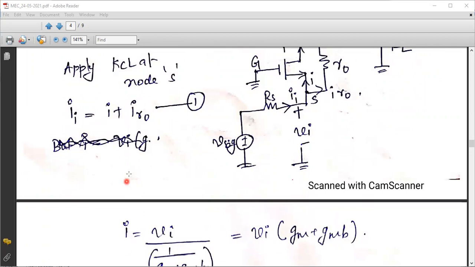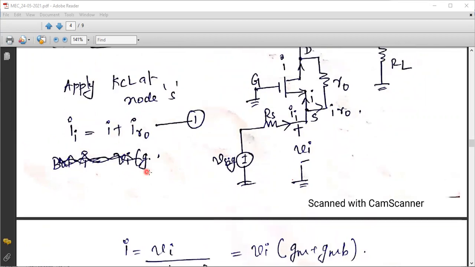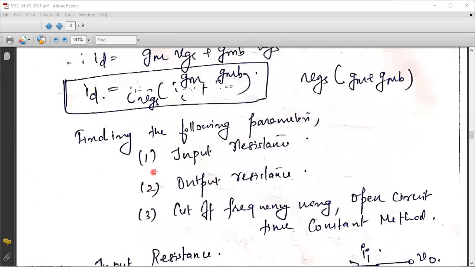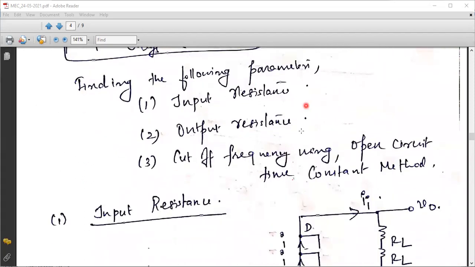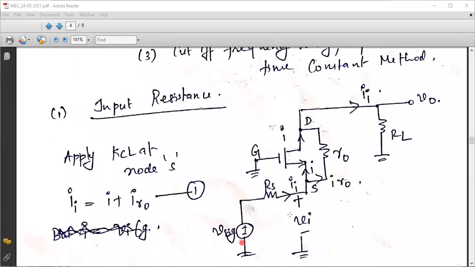Now you can write the equation for I first of all, based upon our previous analysis. We already know the equation for the transistor current. That is nothing but VGS multiplied by (GM plus GMB). This is the equation for the signal current flowing through your transistor. So I can consider this as I, but instead of VGS, you will put VI.